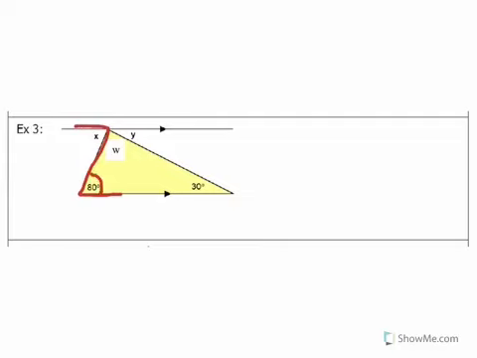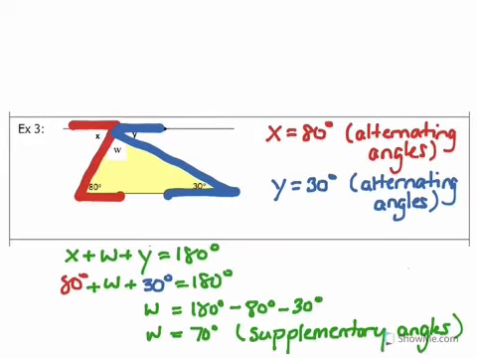And I know that if this is 80, then that one must also be 80 because of alternating angles. Now I see another Z pattern right here. Well, it's a little messy. All right, so if this is 30, then this one must be 30 as well because of, again, alternating angles. And I've written that all out right here. So on the right-hand side again, you have X is 80 degrees because of alternating angles, and Y is 30 degrees because of alternating angles.